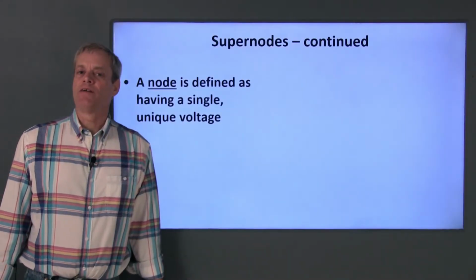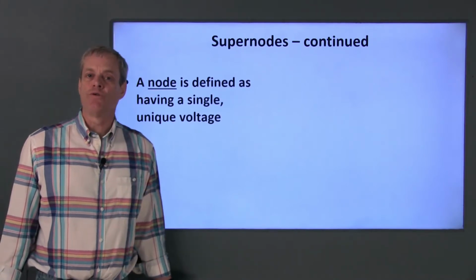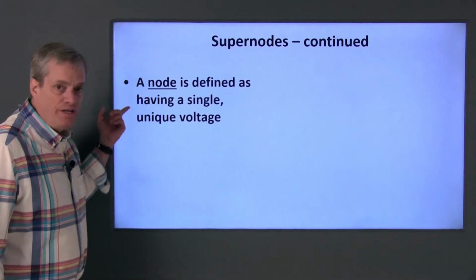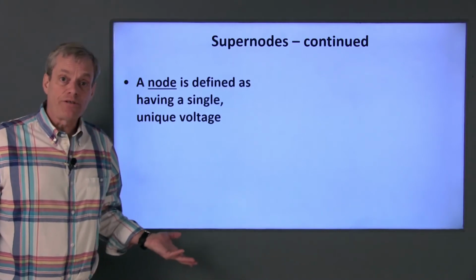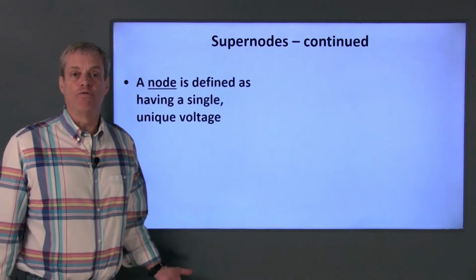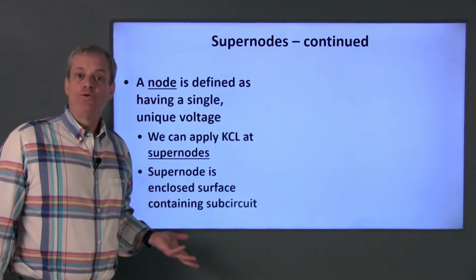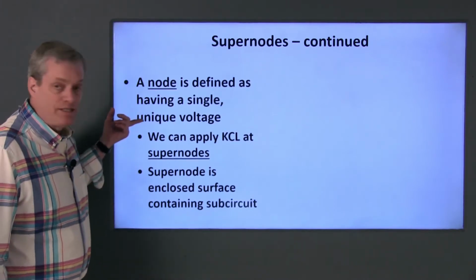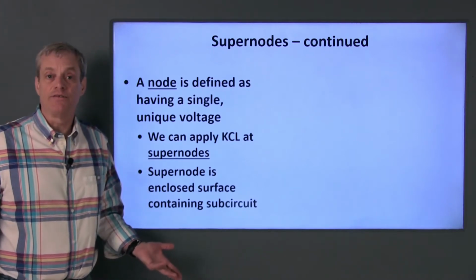In order to help understand what's involved in this process, let's talk about nodes, supernodes, and a more general form of Kirchhoff's current law. As we've said before, a node is an area in a circuit that has a single unique voltage. The only circuit elements that can be inside a node are perfect conductors, which introduce no voltage differences. A supernode, on the other hand, is an enclosed surface containing some portion of a circuit. So a node is actually a special type of supernode that contains only perfect conductors.